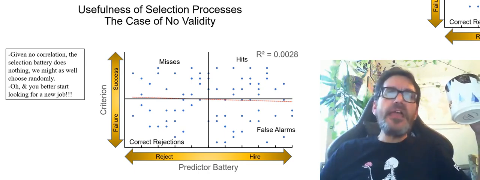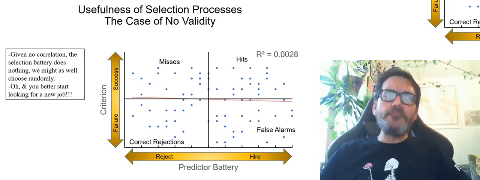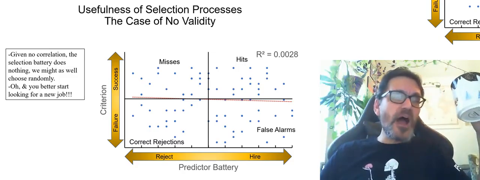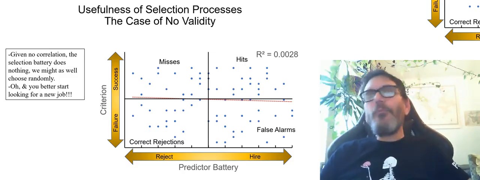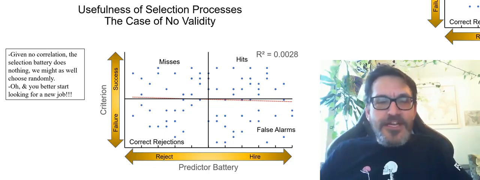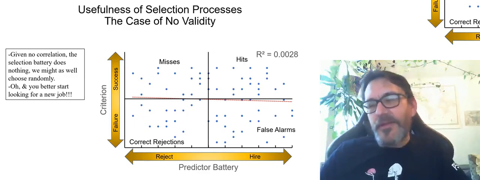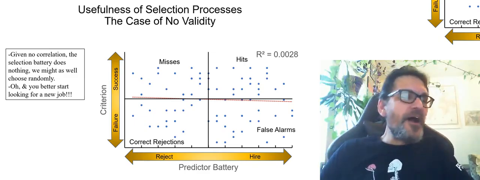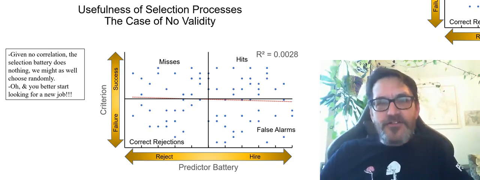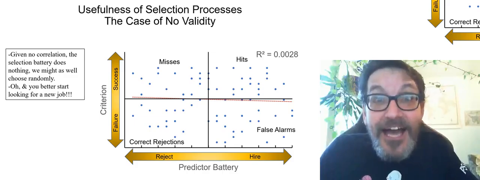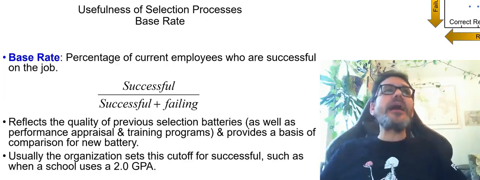And so if your predictor battery has a validation correlation approximating zero, don't bother. Okay, don't bother using the predictor battery. You should just close your eyes and flip a coin and say, you're hired, you're not hired. I mean, that's what you're looking at. Or more specifically, as the IO psychologist, pack your bags, son. Go find a new job.